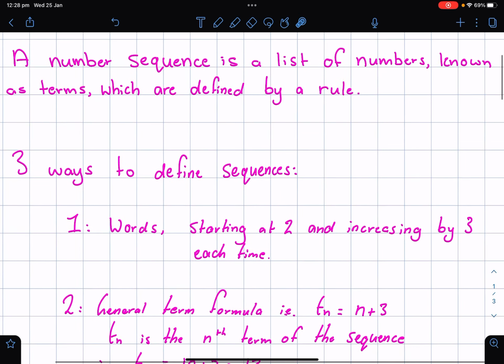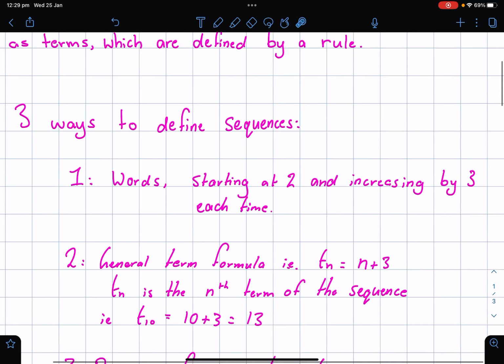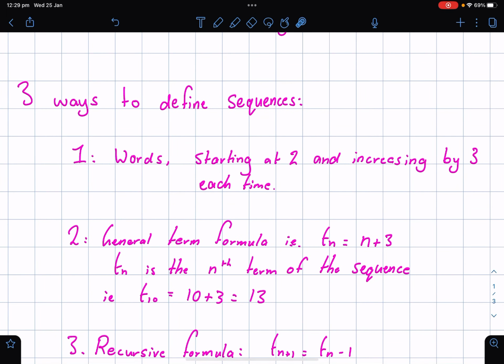The second way is using a general term formula. So we define Tn, so term n, where n can be any integer value, is equal to n plus 3. So Tn is the nth term of the sequence, and for example, the 10th term, so when n equals 10, we substitute in 10 for n, and we find that that is 13. So that would be our 10th term.